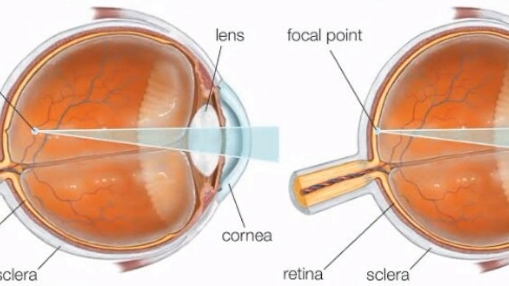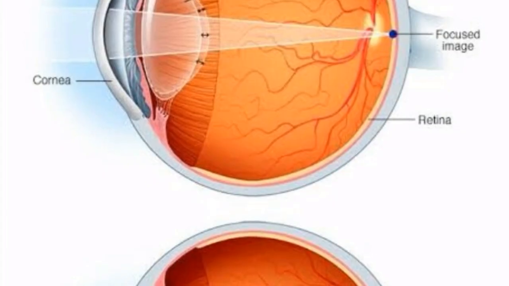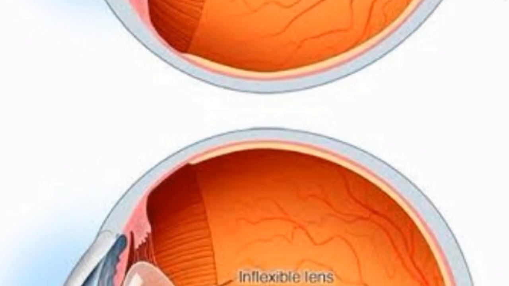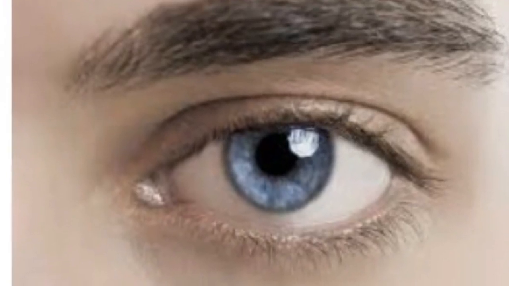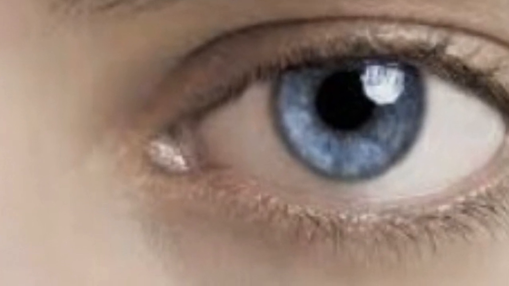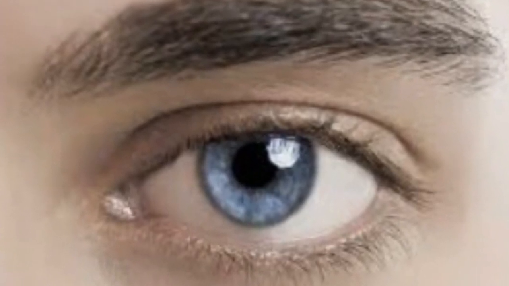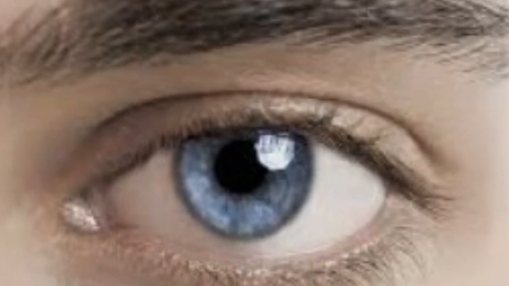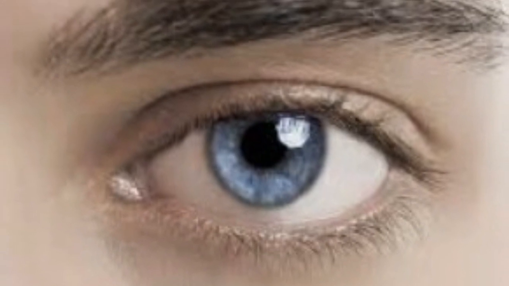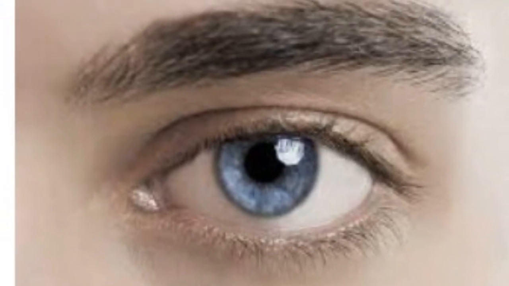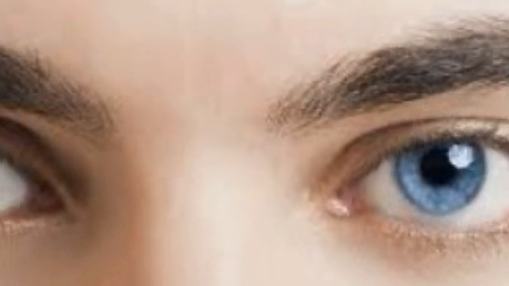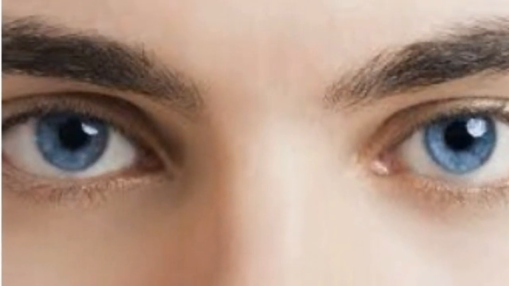Next is hypermetropia. Hypermetropia is also known as farsightedness. A person with hypermetropia can see distant objects clearly but cannot see nearby objects distinctly. The nearby object will not be clear, but the distant object will be very clear. Why is this happening?